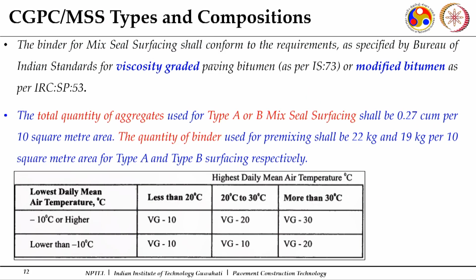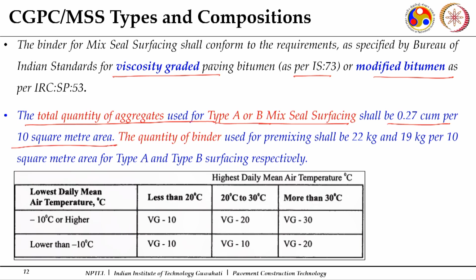Now in this case again we are getting what type of gradation is to be used. In addition to that, what are the requirements for the binder? It says viscosity grading paving binder or modified binder can be used with this closed graded premix carpet or mixed seal surfacing. And another important point, the total quantity of aggregates used for type A or type B mixed surfacing shall be 0.27 cubic meter per 10 square meter.